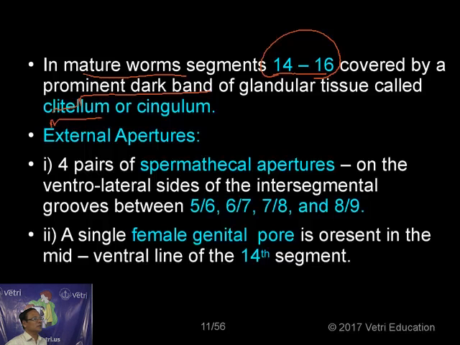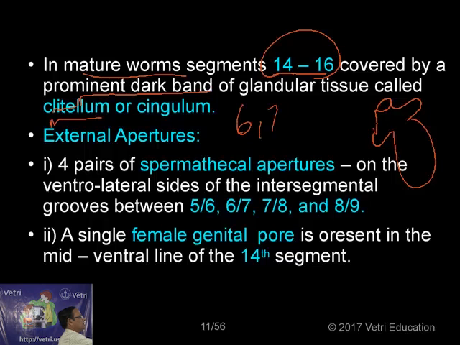Now, inside the body, in segments 6, 7, 8 and 9, we have a bag-like structure in each segment, a pair. This is a sac-like structure found in each of the 6, 7, 8 and 9 segments, a pair. These bags are concerned with the reception of the sperm during copulation.